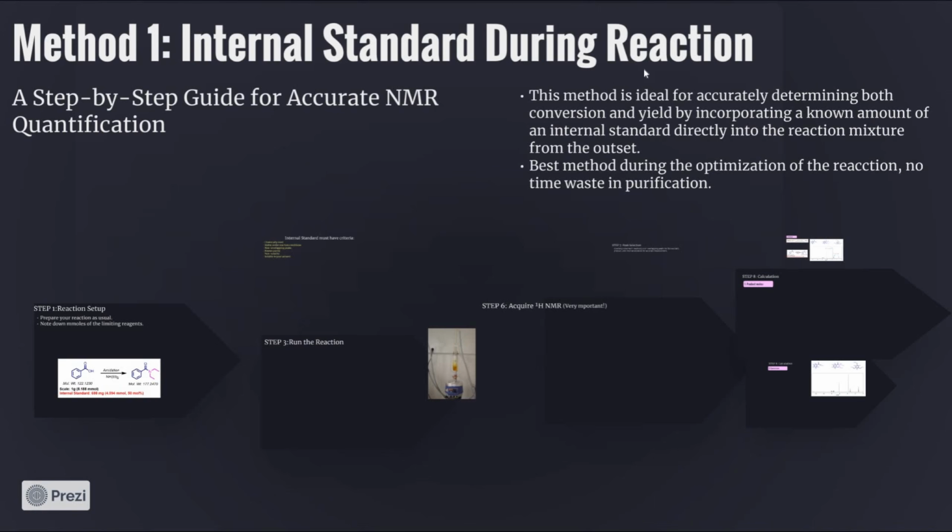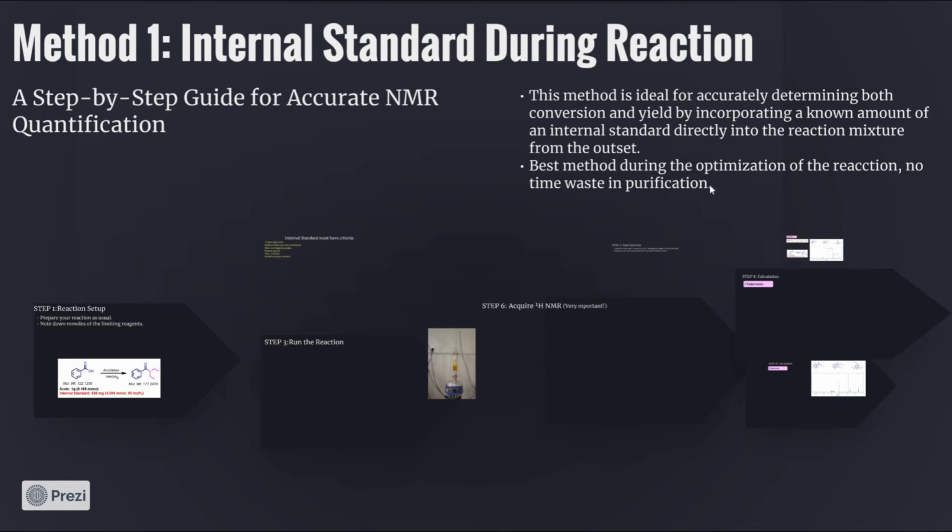Method 1, internal standard during reaction. This method is ideal for accurately determining both conversion and yield by incorporating a known amount of internal standard directly into the reaction mixture. This is the best method during the optimization of the reaction because you don't need to waste your time on purification. You will directly calculate the yield and conversion from the NMR.